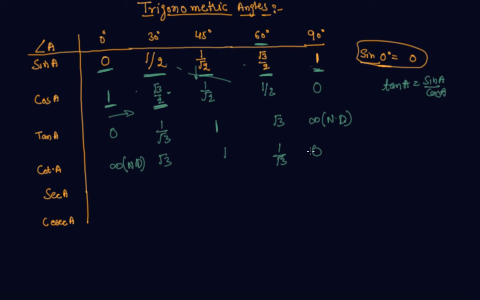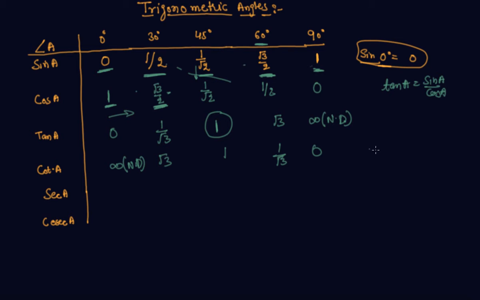So you have to remember all the values. If I ask you directly what is tan 45, you should remember by heart that tan 45 is 1. If I ask you sine 60, you will promptly say sine 60 is root 3 by 2. Now I am writing the value of secant A.